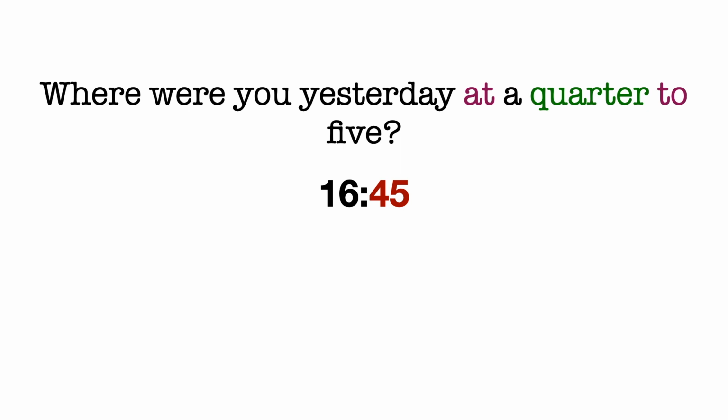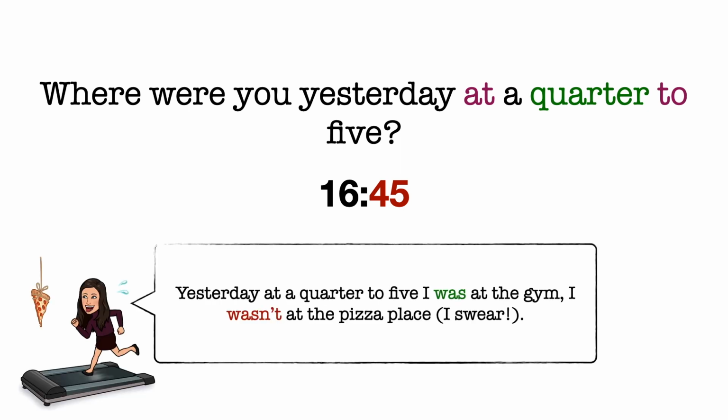Where were you yesterday at a quarter to 5? So 4:45. Where were you? For example, yesterday at a quarter to 5, I was at the gym, running, doing sports. I wasn't at the pizza place. I swear. Now you need to write a sentence about yourself in your copybooks.